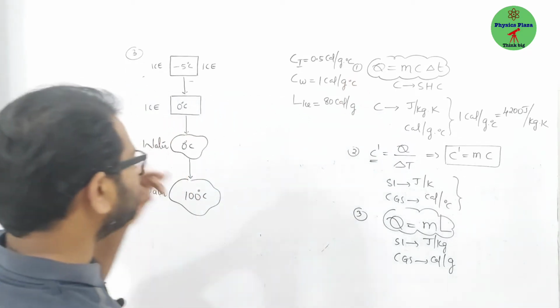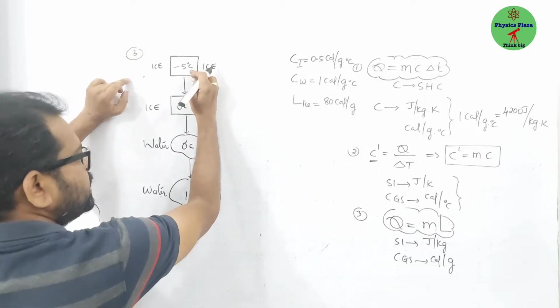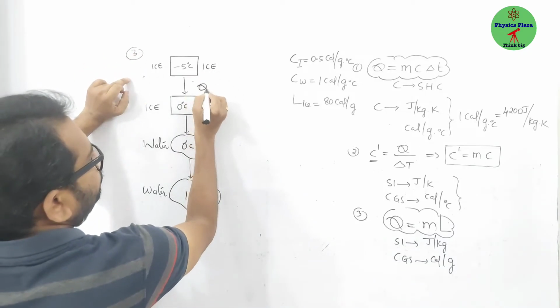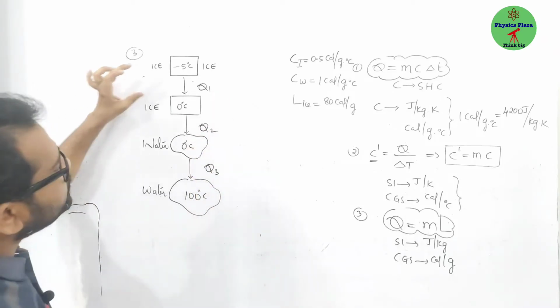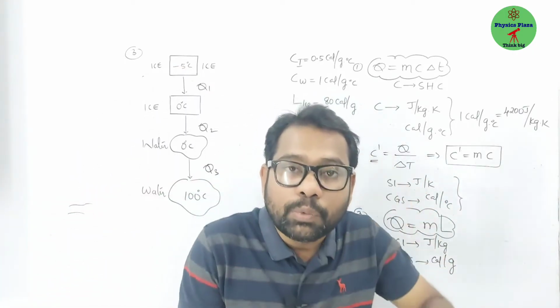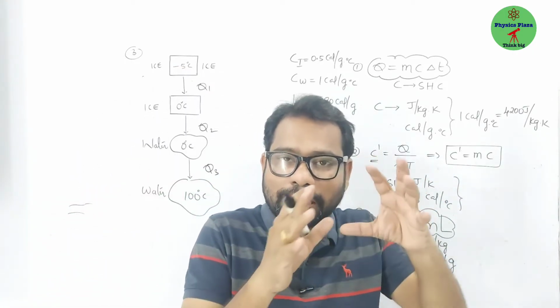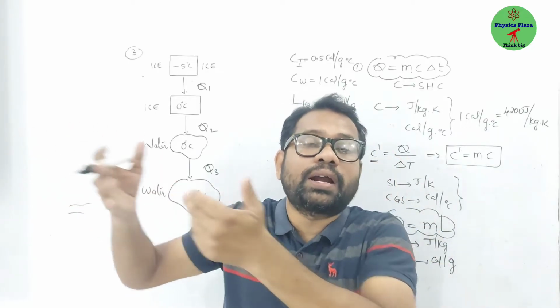Okay, fine, children. Now the amount of heat required to convert minus 5 degrees Celsius ice to 0 degrees Celsius, let us say it's Q1. Let us say Q2. It's Q3. Our idea is that individually we'll calculate Q1, Q2, Q3. Then we can add, and we'll get the total amount of heat required to convert 10 grams of ice at minus 5 degrees Celsius to 10 grams of water at 100 degrees Celsius.